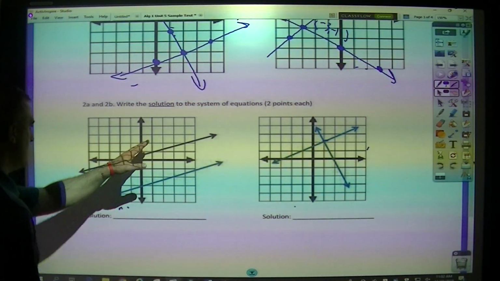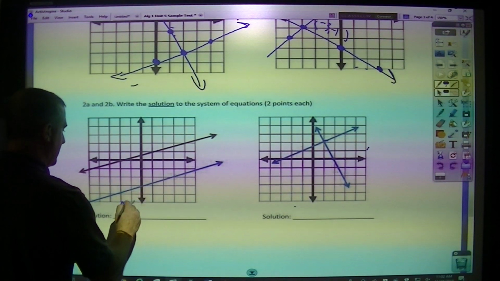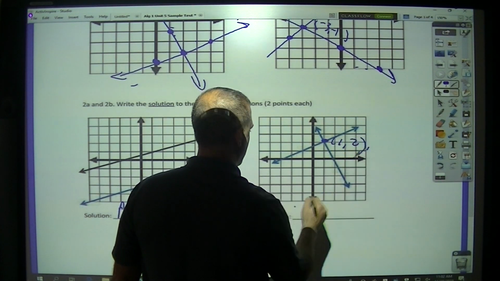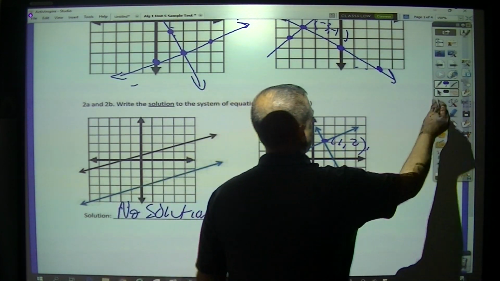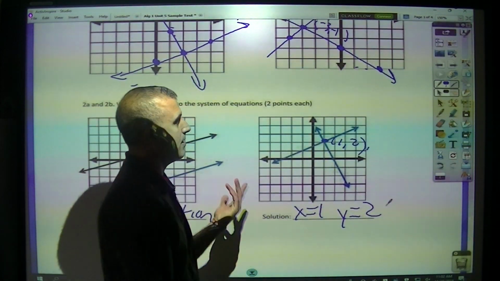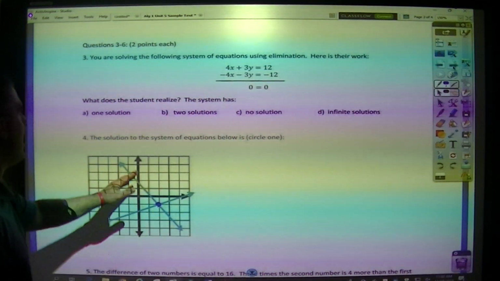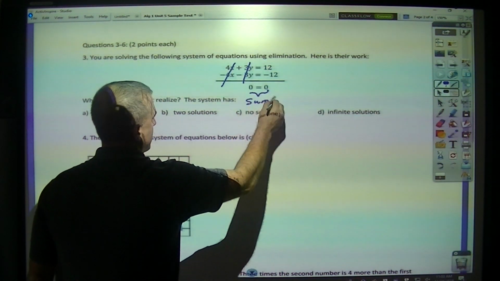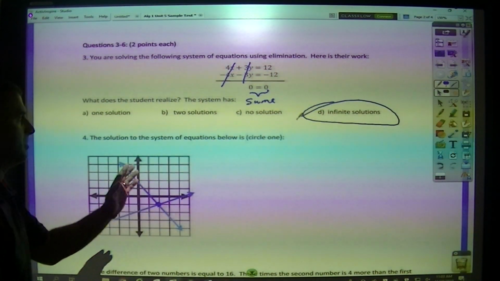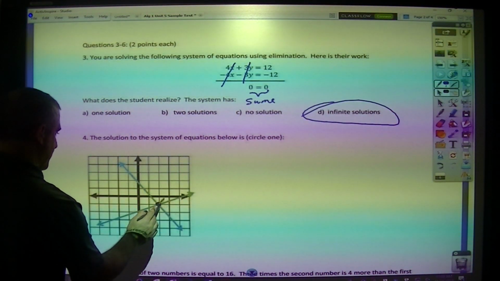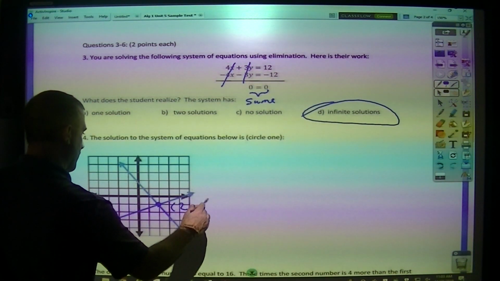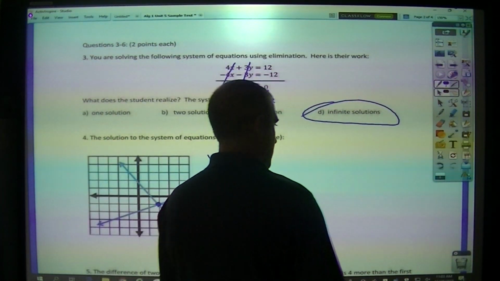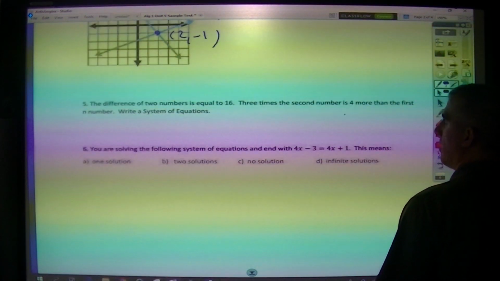What's the solution? As you can see, these will not intersect, so this will be no solution. These ones will intersect at 1, 2, so x equals 1, y equals 2. So 1 over, 2 up. Pretty simple. Now, if you ever have a situation where the variables eliminate and these are the same, that's infinite solutions. We talked about that with lines. The answer to this one is 2, -1, so x equals 2, y equals -1.